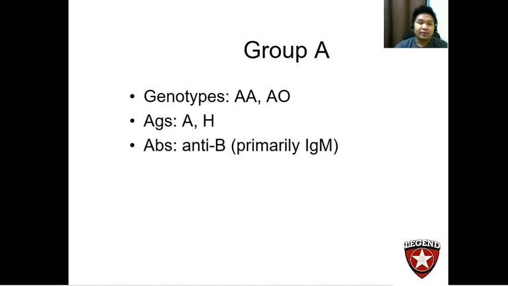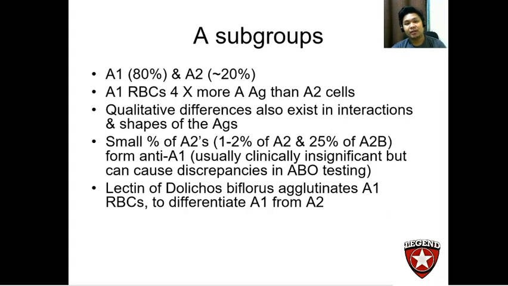Group A patients could either have homozygous A genotype, or they could be heterozygous for A. The antigens are A and H, and the antibody that they produce is your anti-B, which is primarily IgM. For your blood group A, you could also have subgroups. Okay? For A, you could have A1 or A2 as subgroups. A1 is more common, comprising 80% of the population. A1 RBCs have 4 times more A antigen than A2 cells.